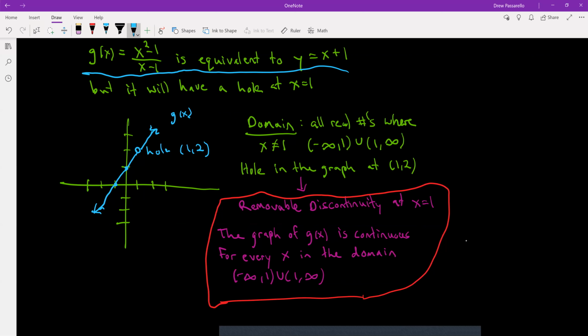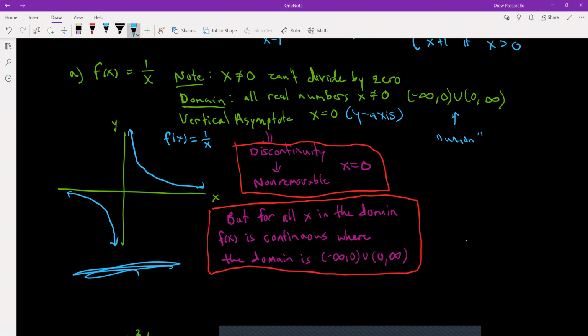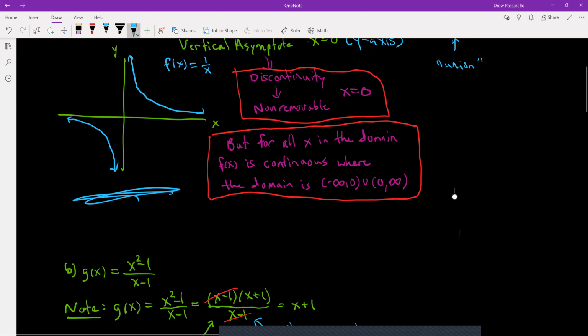And so I discussed there's a hole in the graph at (1, 2), which means this is a removable discontinuity because I can redefine the function so that it can be connected by enclosing the hole. So this is a removable discontinuity where in part A, this was a non-removable. There's no way I can redefine the function to make it connected since we have a vertical asymptote. And one side goes up to positive infinity, the other side goes down to negative infinity. There's no way I can connect that.